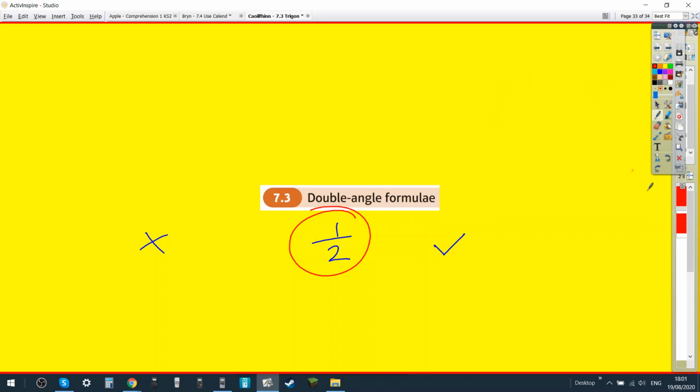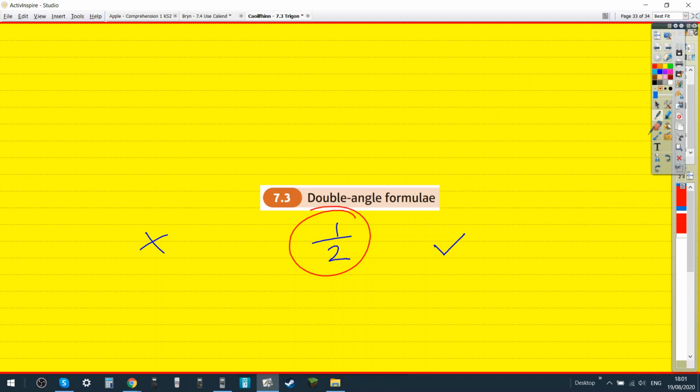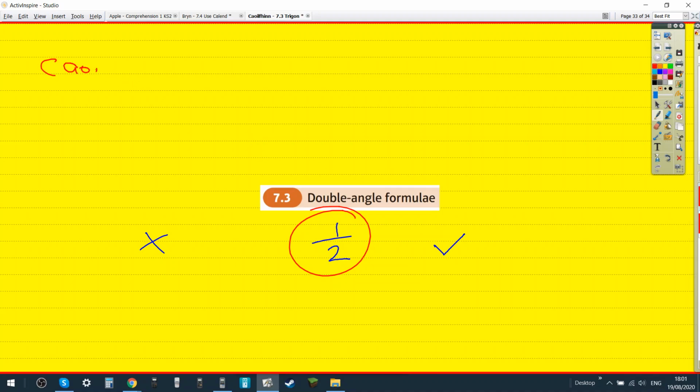So what is that? 7.3. So next, do we do 7.4, which is something like solving equations with double angle formulae? Or something else? Yeah, sure, we can just continue on with this. Alright, it's a lot.